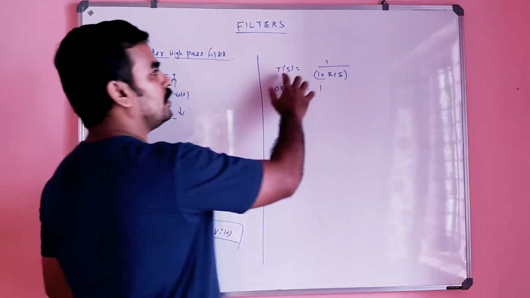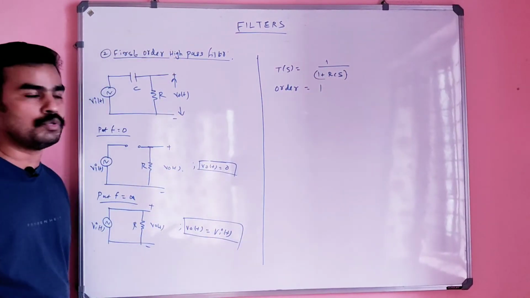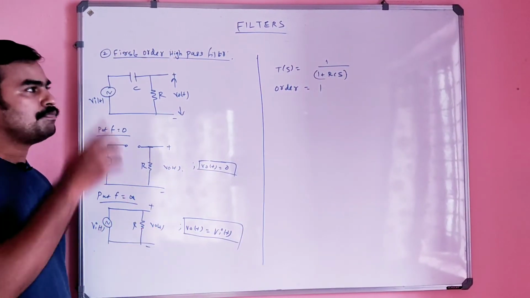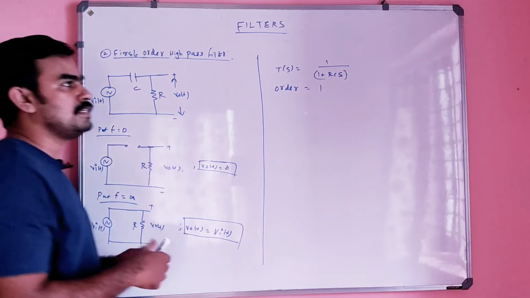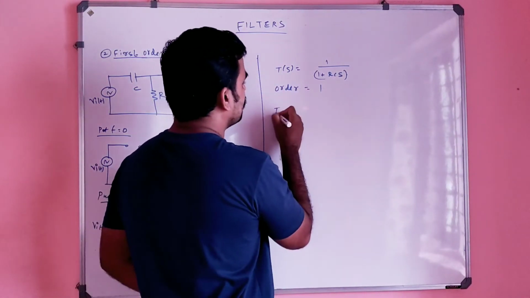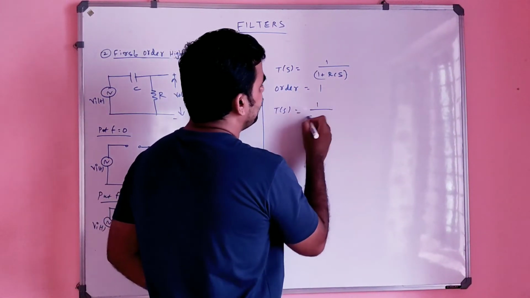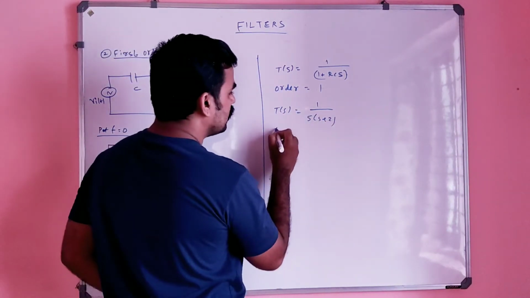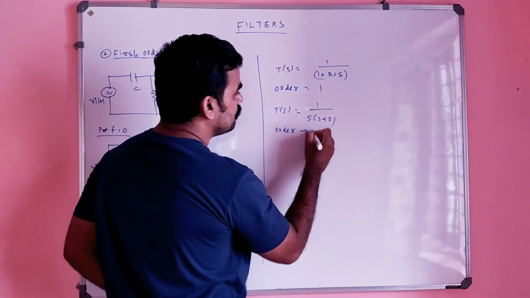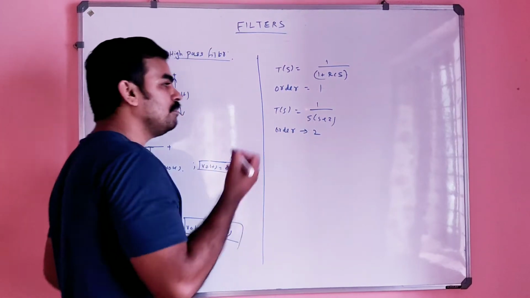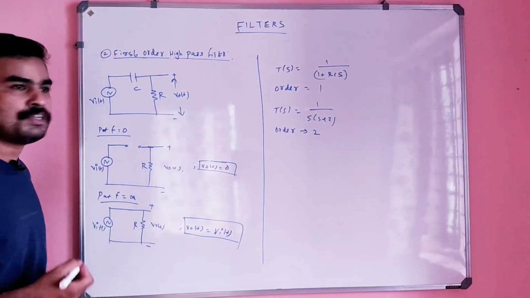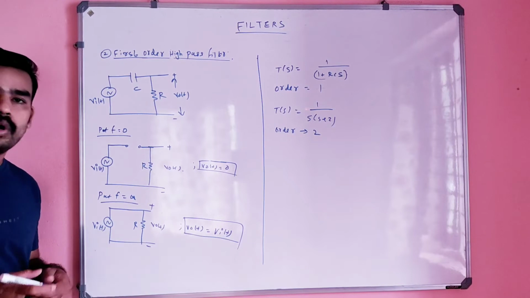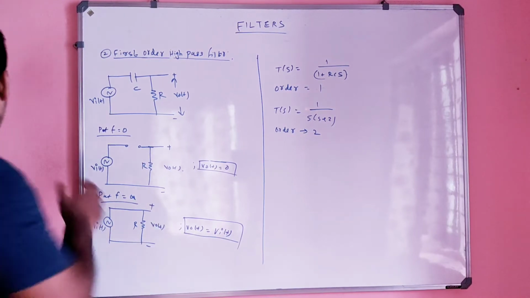In a similar manner, here also order is related to the power of S. Suppose the transfer function is like this, 1 divided by s into s plus 2. What will be the order? The order will be simply 2. The highest power of S is called the order.